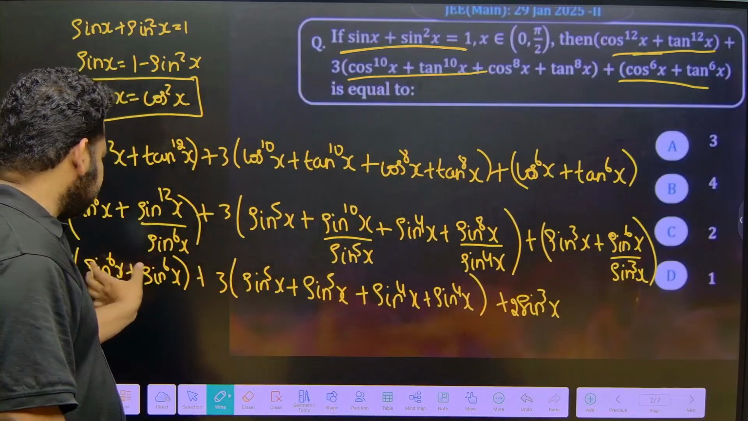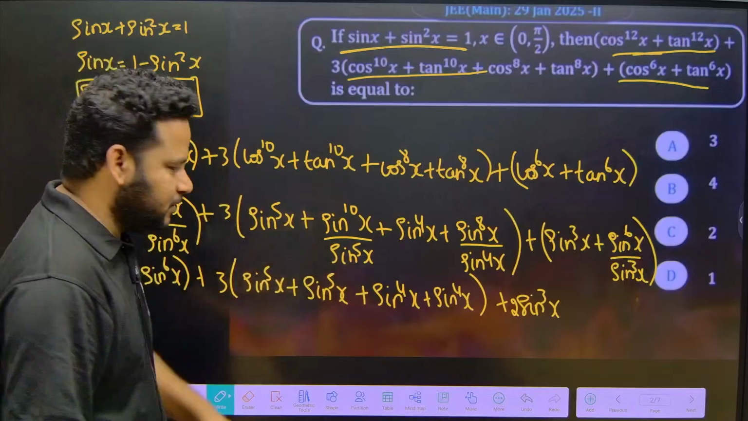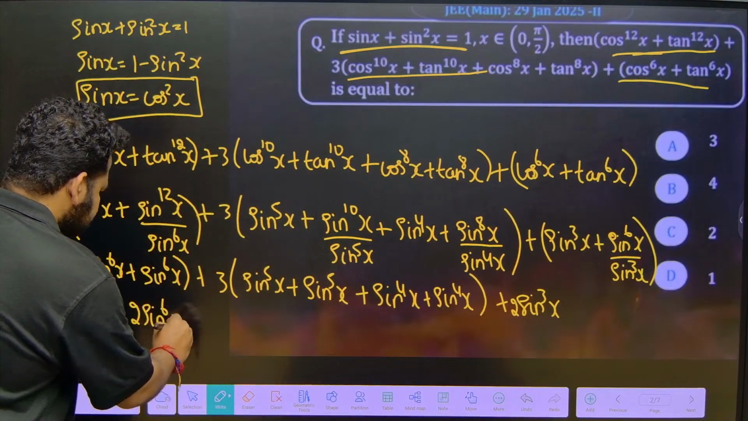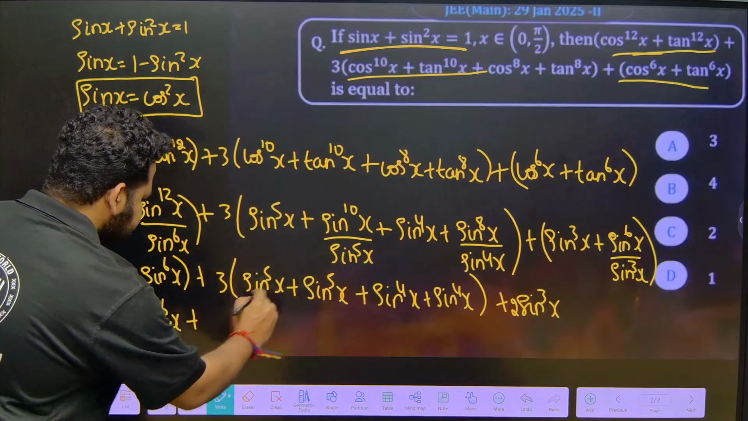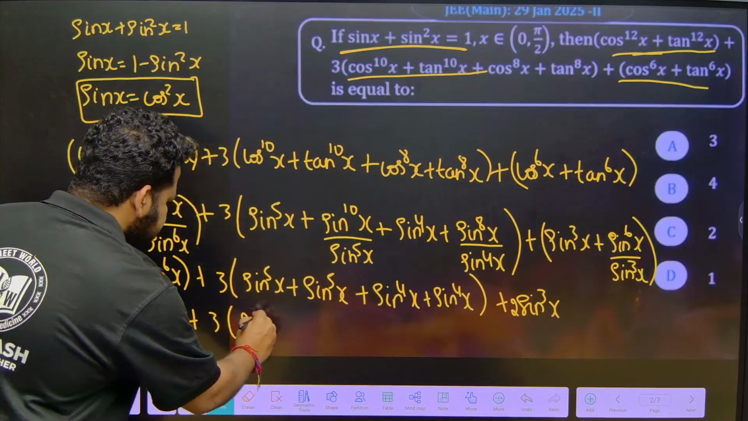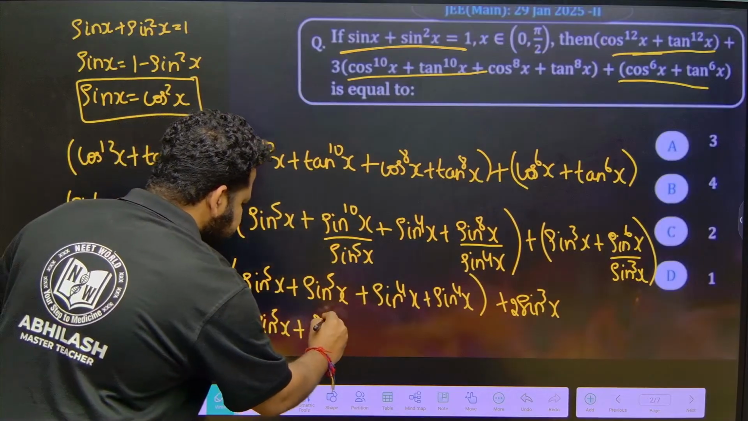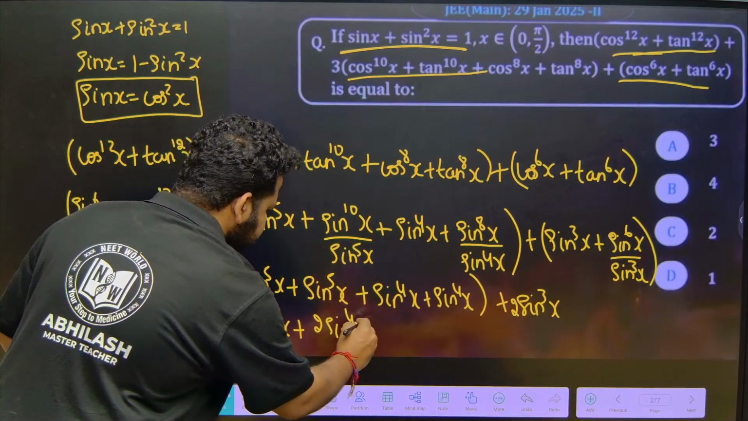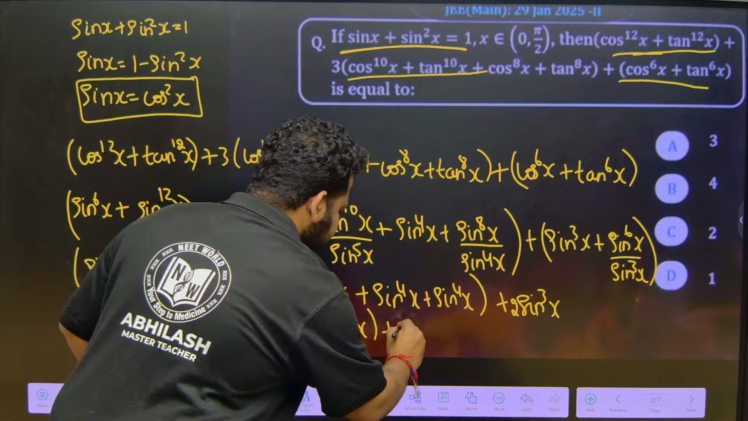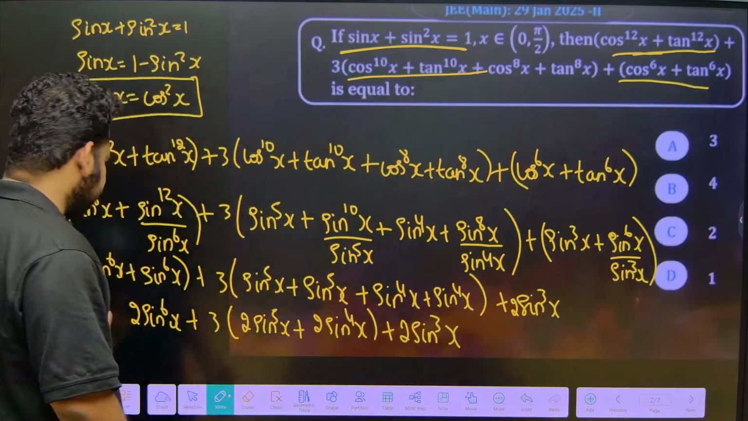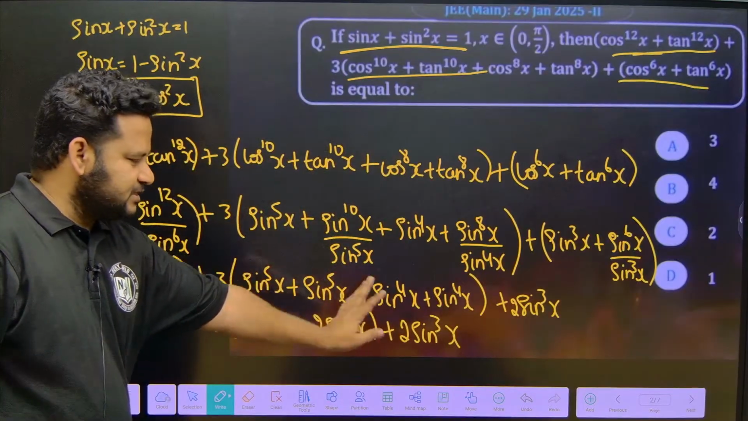Now, everywhere I am getting what? Let me write one more step, not a problem. This will become 2 times sin power 6x plus 3 into 2 times sin power 5x plus 2 times sin power 4x, plus 2 times sin cube x. In the entire thing this sin cube x is there, correct no?